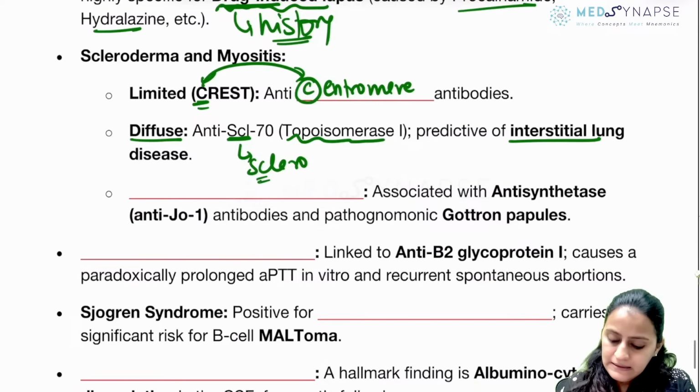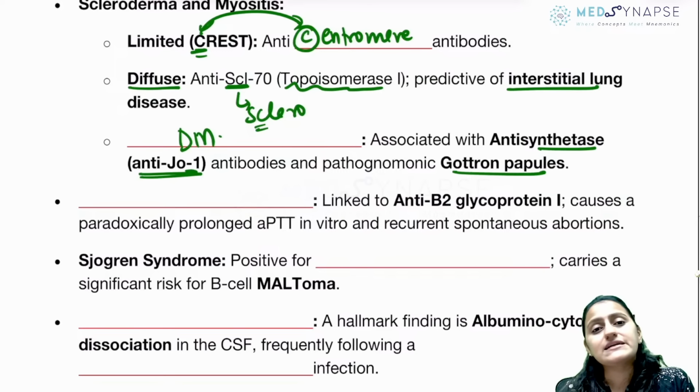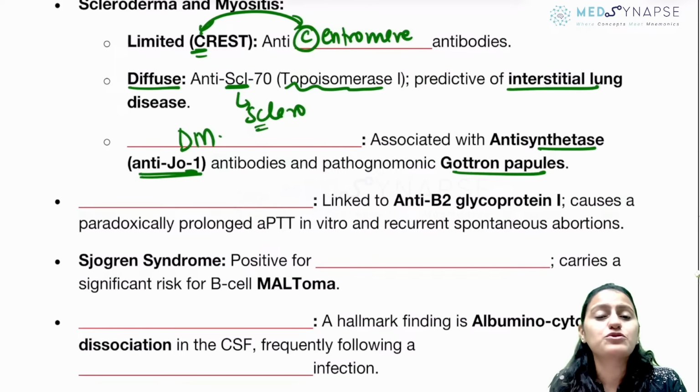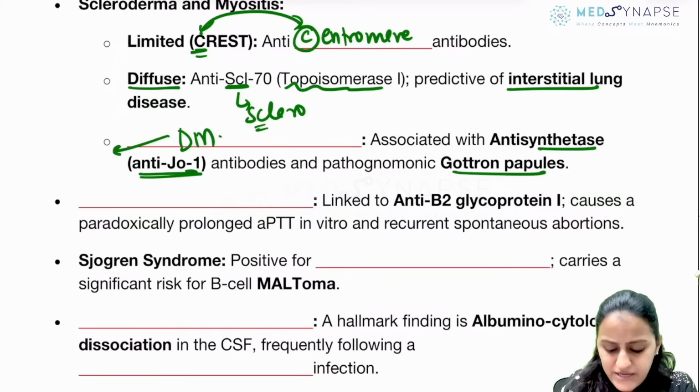In which condition do you have this anti-Jo-1? That is anti-synthetase antibody, Gottron's papules, lilac rash, shawl sign. All these are present in dermatomyositis. Okay, it is dermatomyositis which has this anti-Jo antibody. And what cancer will you screen for when there is dermatomyositis? Ovarian cancer. Okay, remember CA 125 check karenge ovarian cancer ke liye.